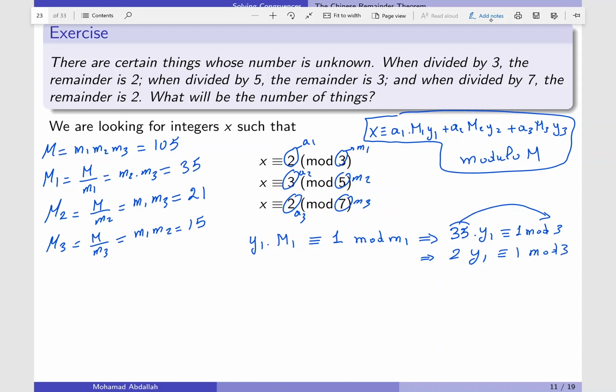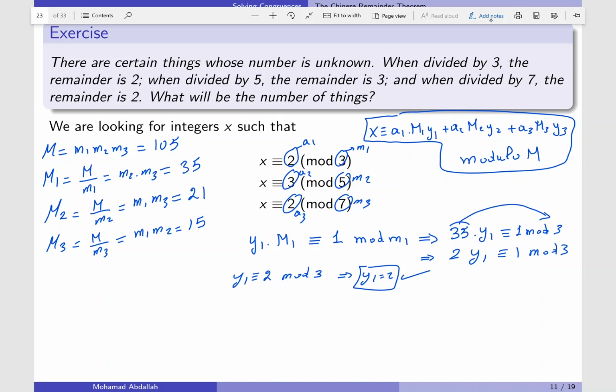Now y1 doesn't have too many options. It cannot be 0, the inverse can never be 0, it's going to be either 1 or 2. Clearly it's not 1, but it's 2, so here y1 is congruent to 2. You always find the smallest positive integer. So y1 is congruent to 2 mod 3, so you pick y1 to be 2. Why y1 equal 2 works: because 2 times 2 is 4, and 4 is 1 mod 3.